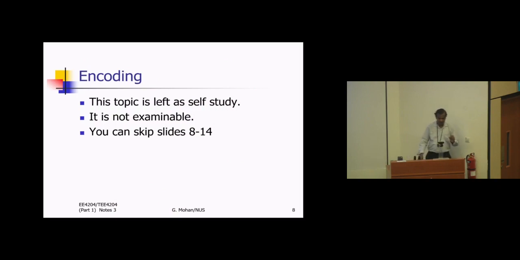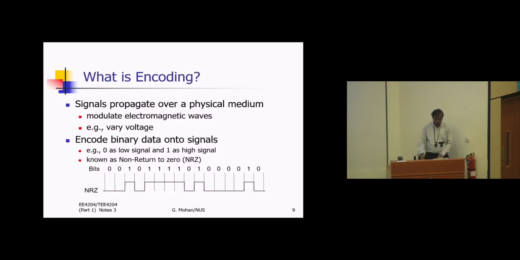The next topic is encoding. We are not discussing this topic in this course, because there are many topics which I added later, like VLAN, wireless LAN and other things. Unfortunately, I have to omit this topic, but I can briefly mention what it is, just to know what encoding is.